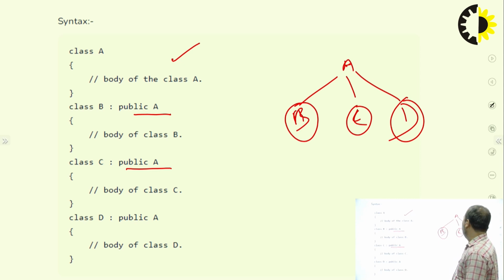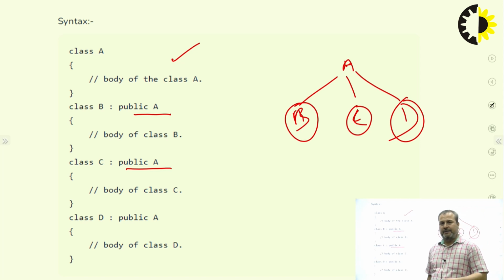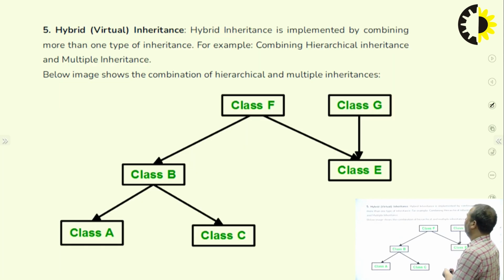What we have to do? Just we have to create a new derived class. No need to write the functionality. Hybrid, or you can say virtual inheritance.